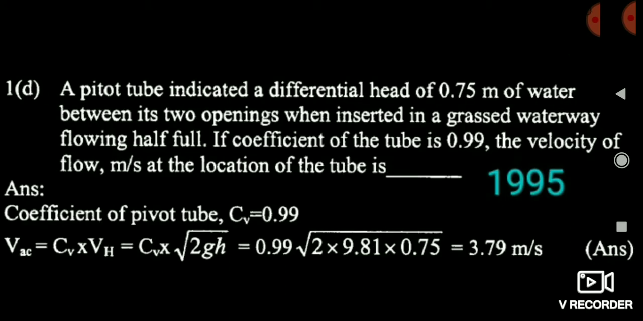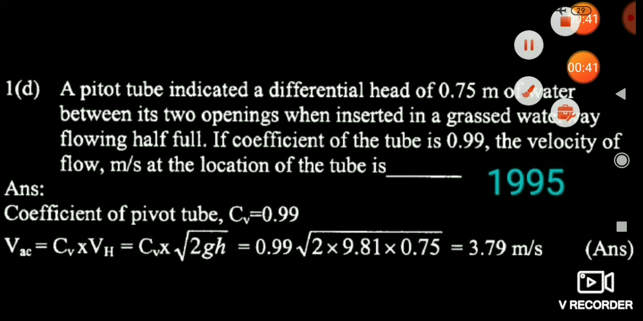Friends, you can see the question asked in 1995. It says that a pitot tube has a differential head of 0.75 meter of water between two openings, and the coefficient of the tube is 0.99. It is asking for velocity, meaning actual velocity. We have studied the coefficient of velocity. Coefficient of velocity is nothing but the ratio of actual velocity to theoretical velocity. And theoretical velocity, all of us know, is equal to root under 2gh. So root under 2gh, where h is given here as 0.75 meter, and you multiply by the coefficient of velocity 0.99, you will get the answer 3.79 meter per second.